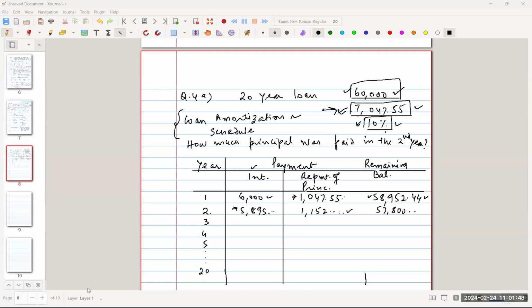Excuse me, can I ask one question, just to cut across you? This 10% interest, is it taken off of the remaining balance, the 58,952, and then the 57,800 goes along as the years decrease? That's right. So in the third year, the interest will be 10% of this, of 57,800. Yeah, thank you.